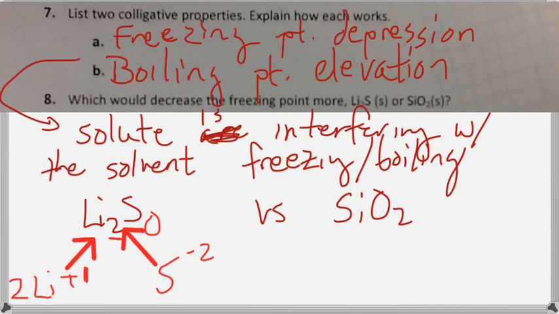But if you look at that, what does that mean? That means that we're going to get 2 lithiums and 1 sulfur for every one of those that dissolves, or we're going to get 3 solutes per molecule.